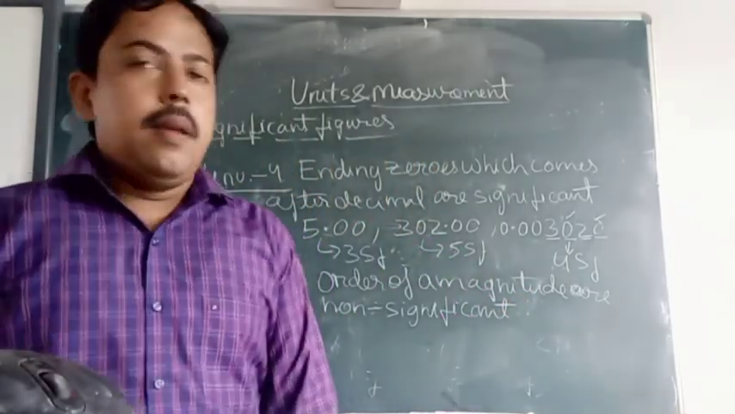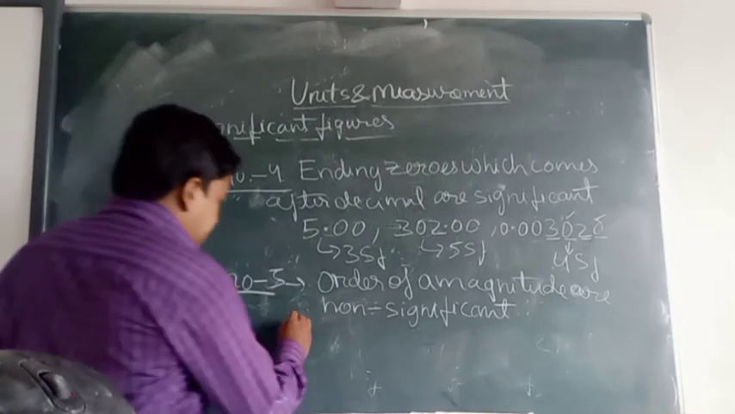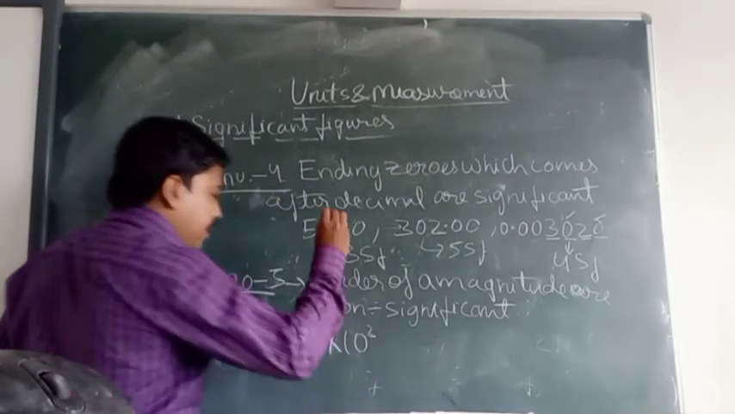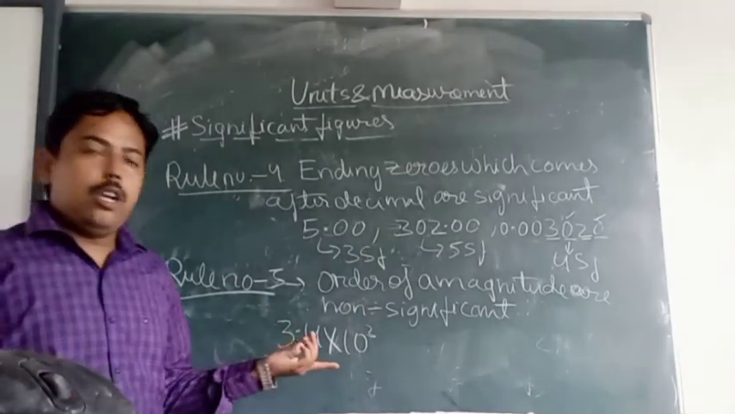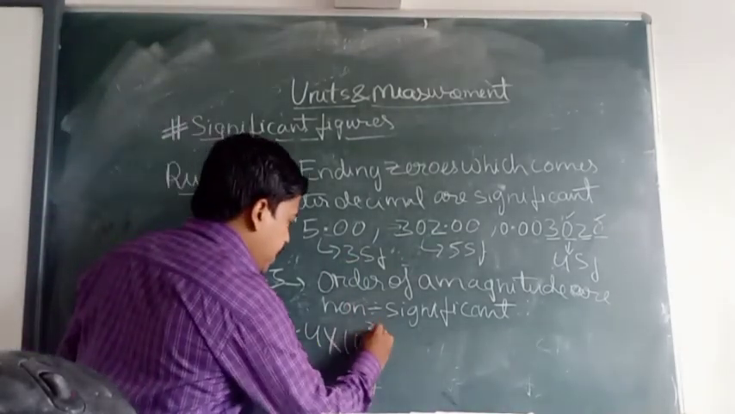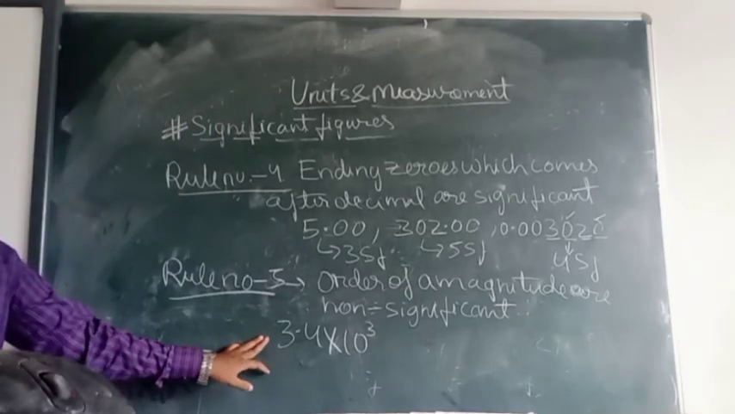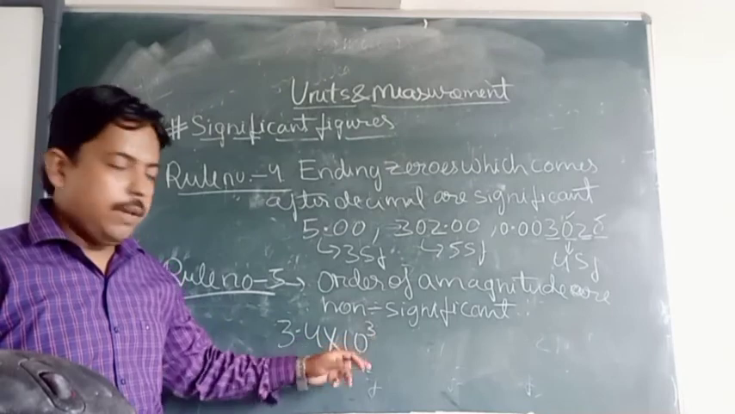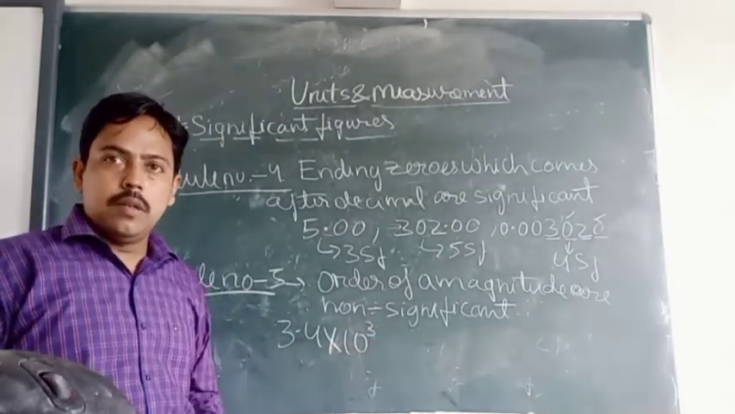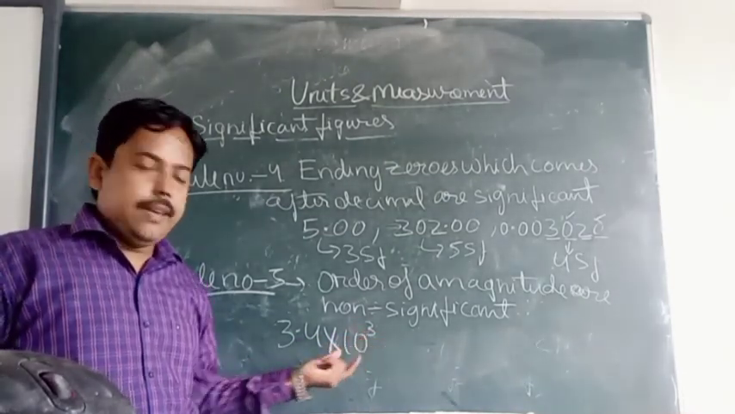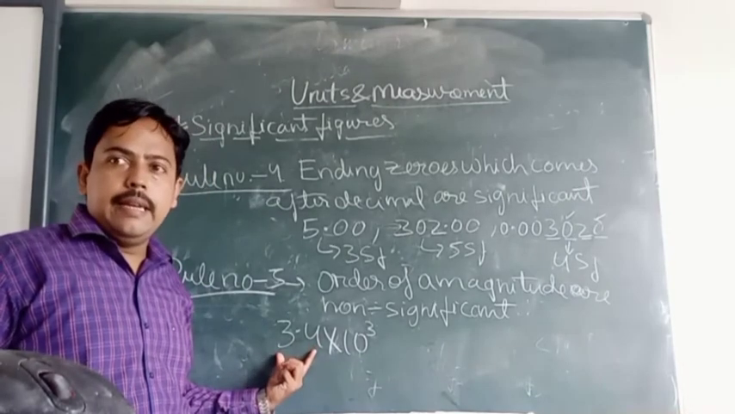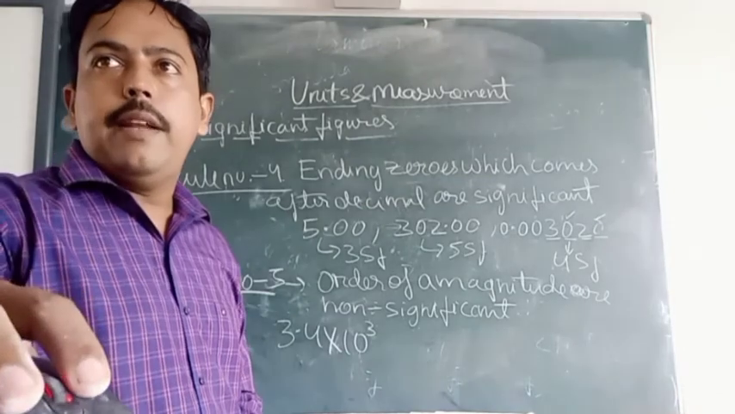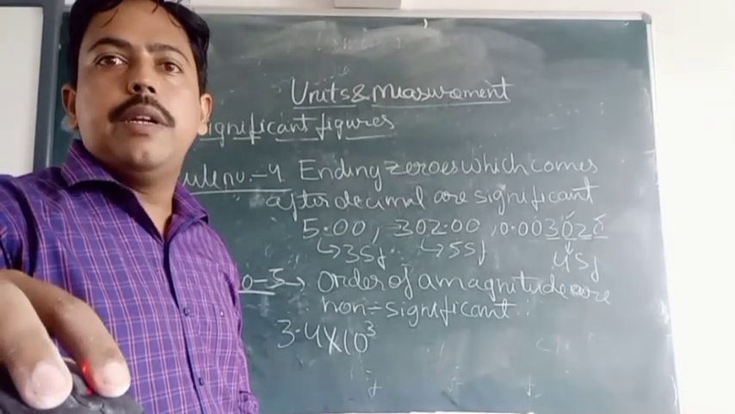For example, if this number has been written to you as 10 to the power 3. So, what is the order of magnitude which I am having? This may be some length. So, this length has an order of 3, because 10 to the power is 3. That means 3.4 has been multiplied by 1000.